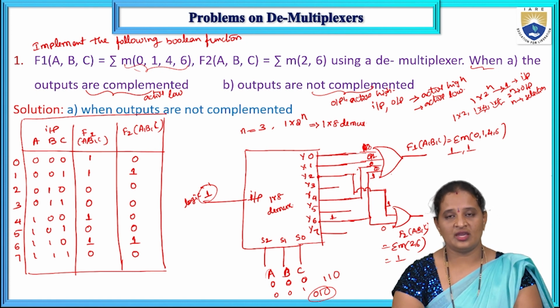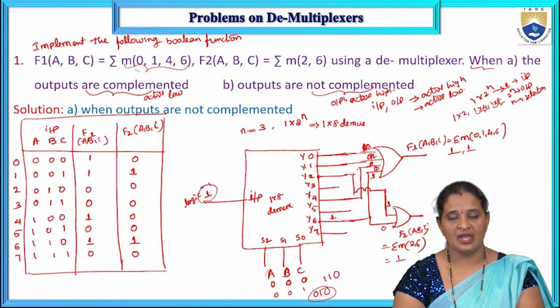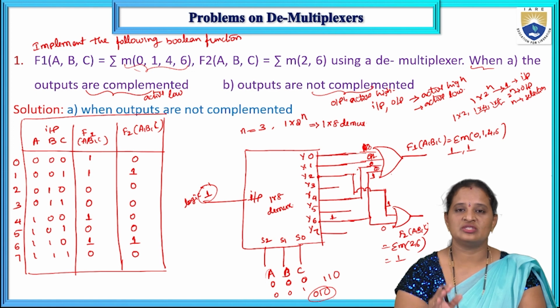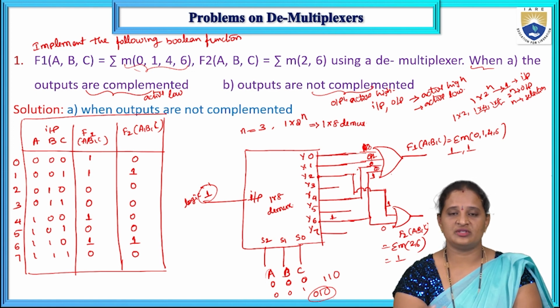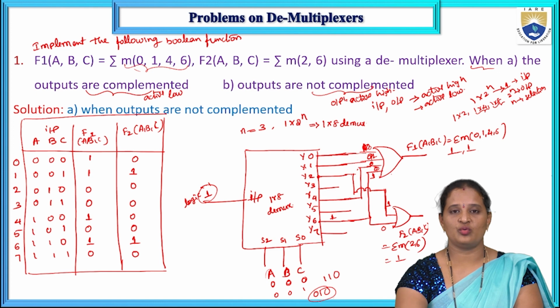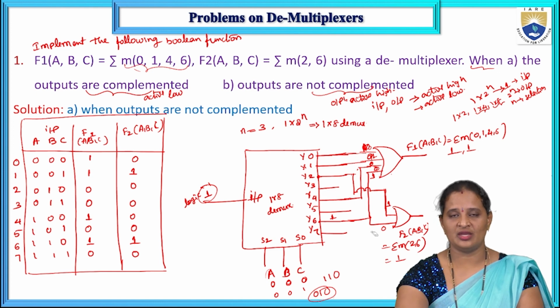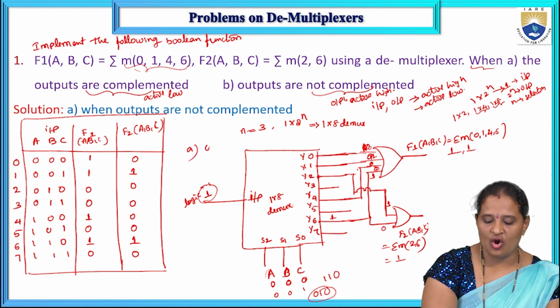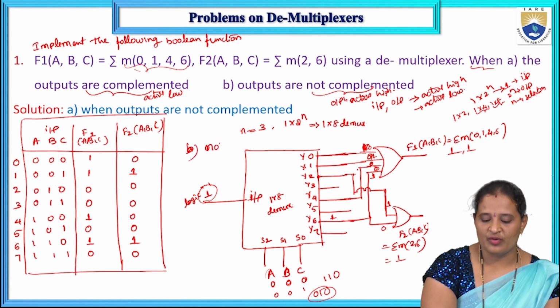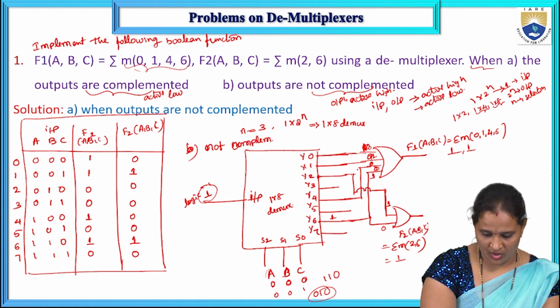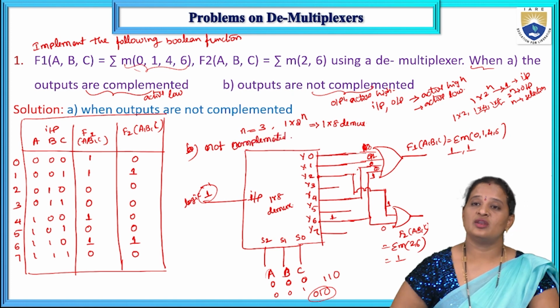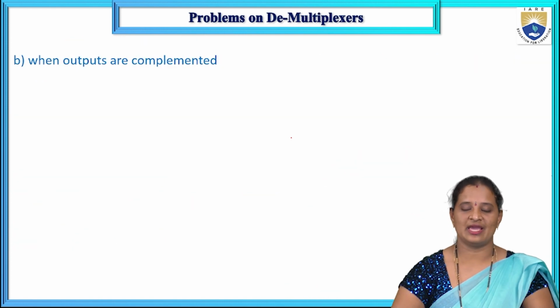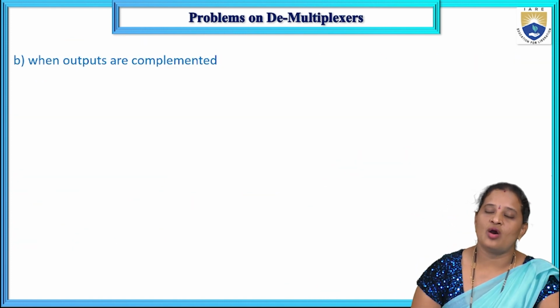The only thing is we need to identify the function and the minterms for which the function output is 1, and tie all those outputs to an OR gate, so that the function can be implemented. So this is case A. That is when the outputs are not complemented. Now let us do the second one, when the outputs are complemented.